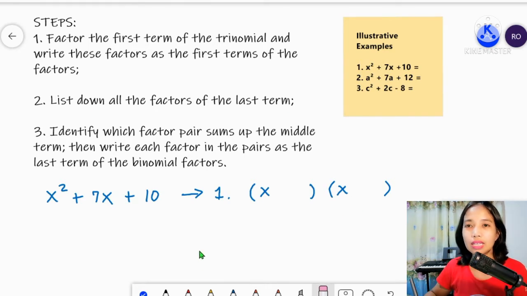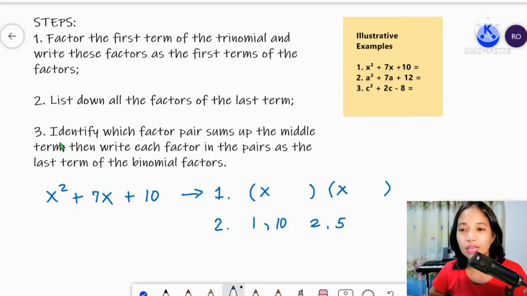And then, so the second step is list down all the factors of the last term. So ano nga ba ang last term dito? So that is 10. So we list down all the factors of 10 by pair. Okay, so the factors are 1 times 10 and the other one is 2 times 5.